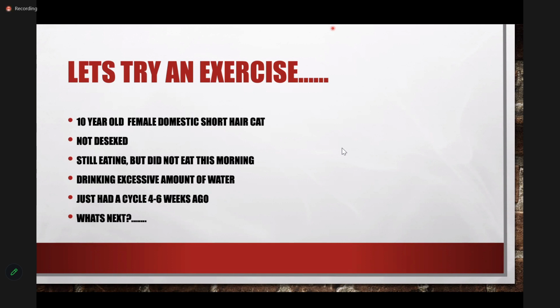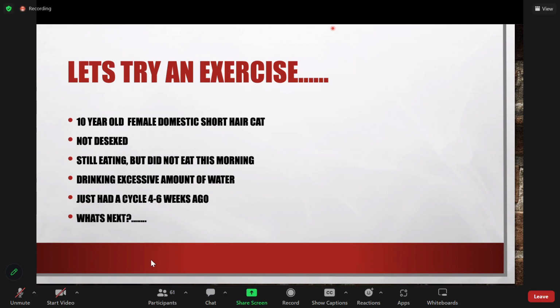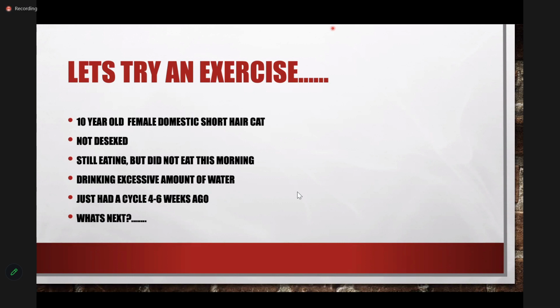What's next? So you are the vet. You are in the consult room. What is the next thing you need to do? There's no wrong answers. Run some blood works? Do you want to examine the cat first?